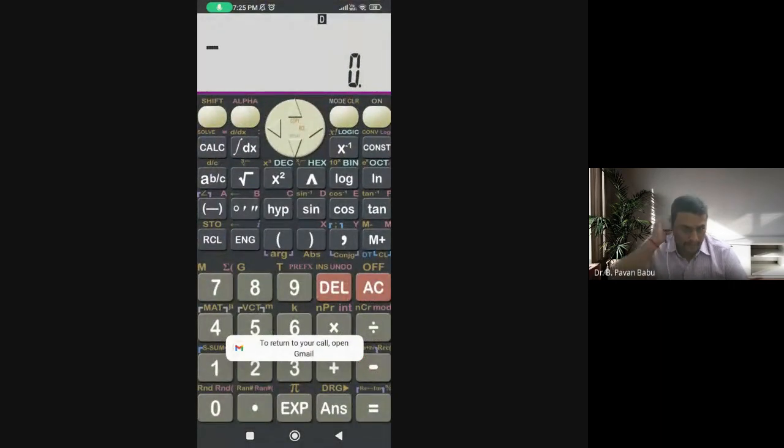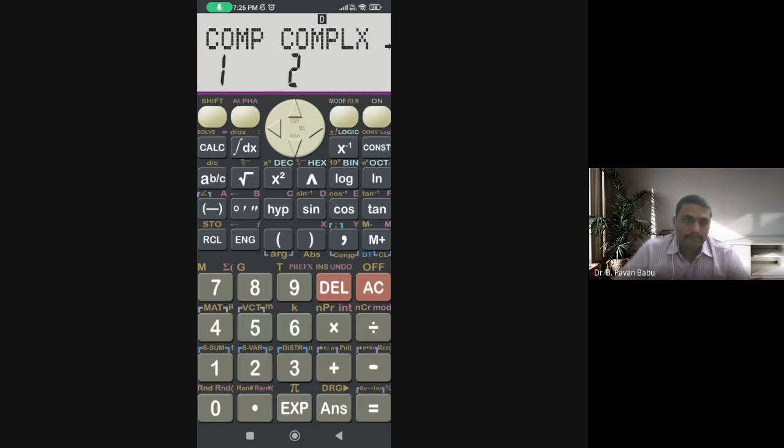Hope you can see the calculator. So first thing is to click on mode clear, which is next to the on button. So mode clear. Next, click on the right button, which is mentioned as RCL. Next, once again click on this. Okay, so you can see equation. So click on 1. Next, again click on 2.